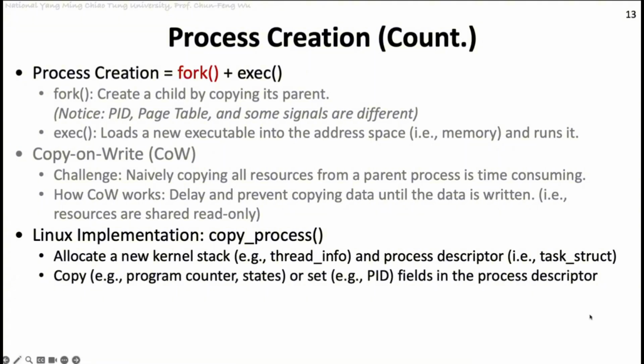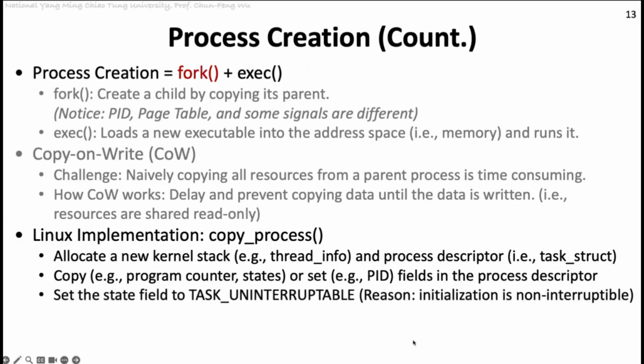Okay. So inside the process descriptor, there are actually several fields, right? Some of them can be set and some can be copied. For example, the program counter and the state will all be inherited from their parents. And then the process ID will be set to the new process ID here. So this is about the process descriptor part, like the task structure. Or you can think of it as an identification for each process. Okay, so this is the second thing.